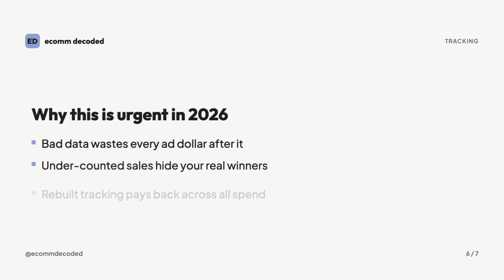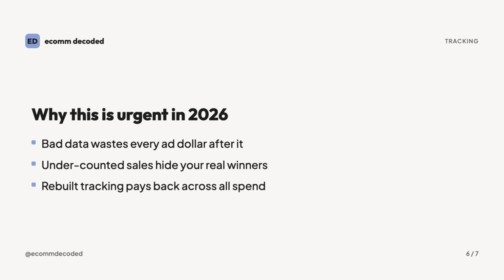Here's why this cannot wait. Every decision after the data inherits its errors. If your tracking undercounts by even 20%, you are judging campaigns, products, and pages on a lie, and you will cut winners while feeding losers. Rebuilding measurement is not glamorous, but it is the highest impact thing you can fix before spending another dollar on ads. Get the numbers right, and every choice after them gets sharper. The stores that fix this early already buy traffic cheaper than the ones still guessing.